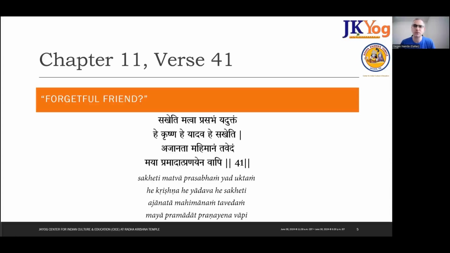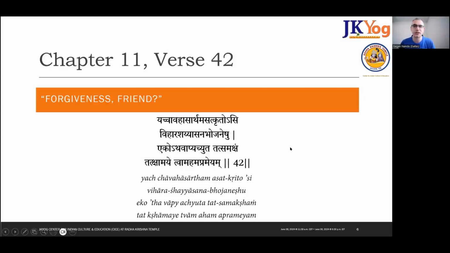And eventually, of course, even when he knows this, he's going to be forgetful at some stage, or through leelas that will happen. So indeed, something to think about: is he a forgetful friend? Which then leads to chapter 11, verse 42.